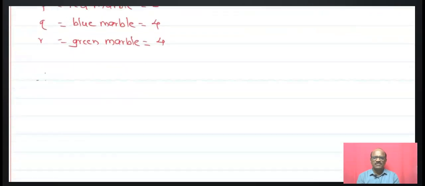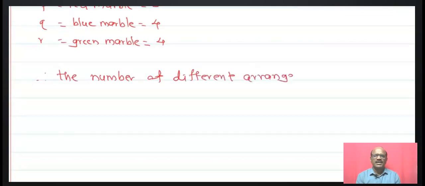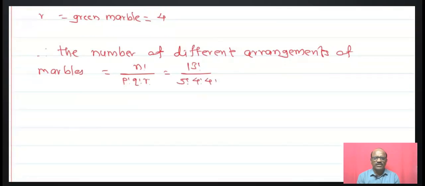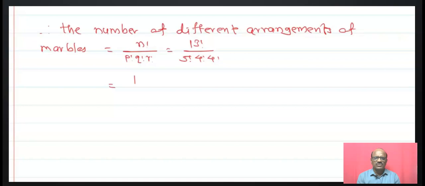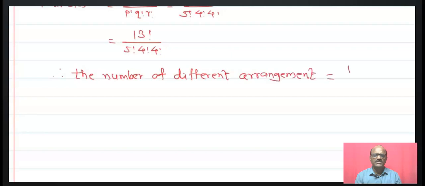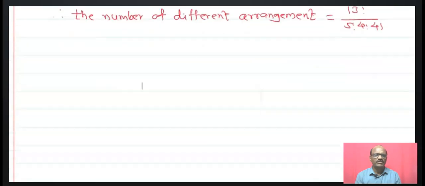Therefore, the number of different arrangements of marbles is equal to n!/(p! × q! × r!), that is 13!/(5! × 4! × 4!). Therefore, the number of different arrangements is equal to 13!/(5! × 4! × 4!).